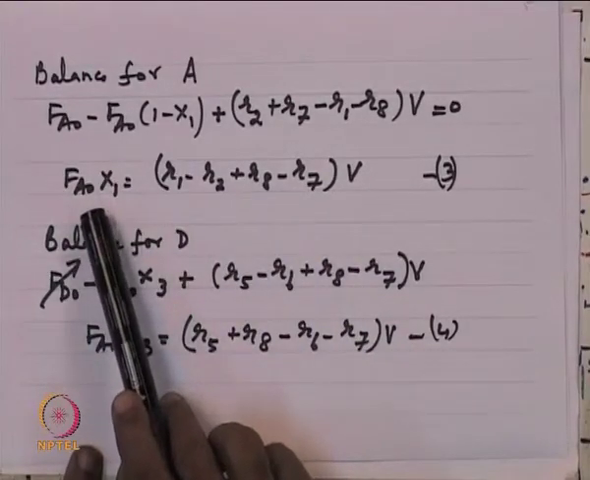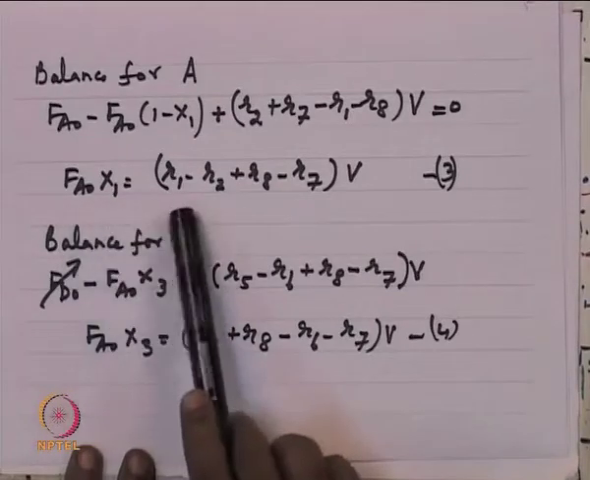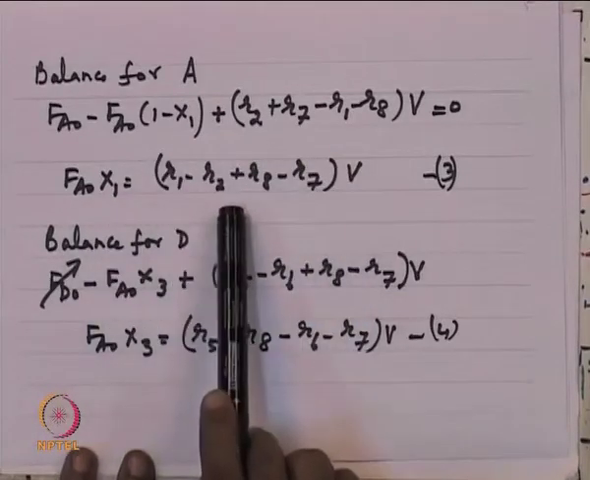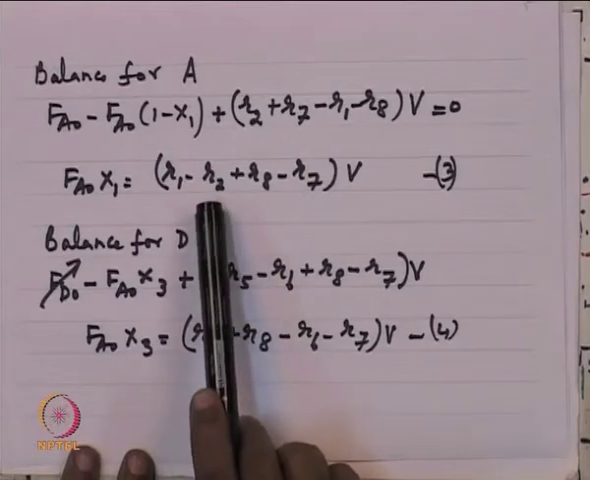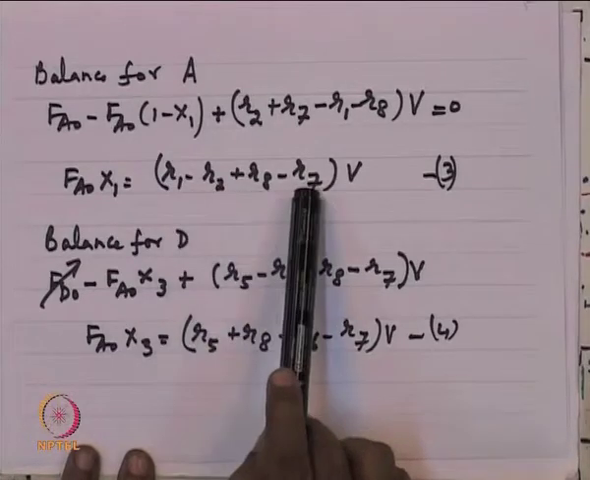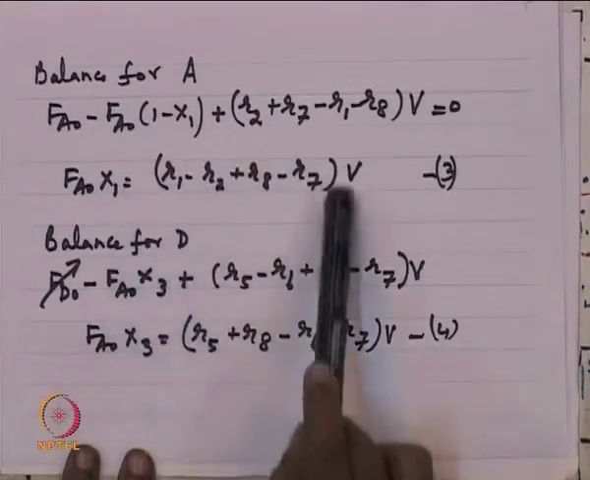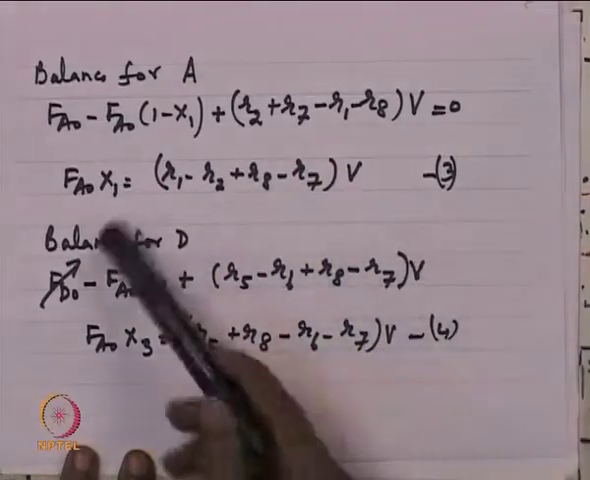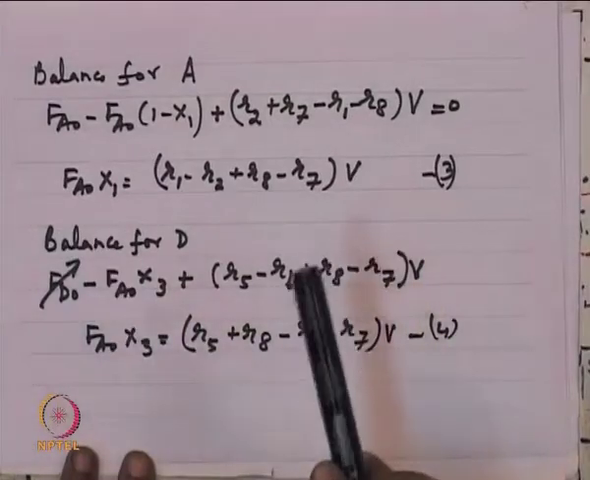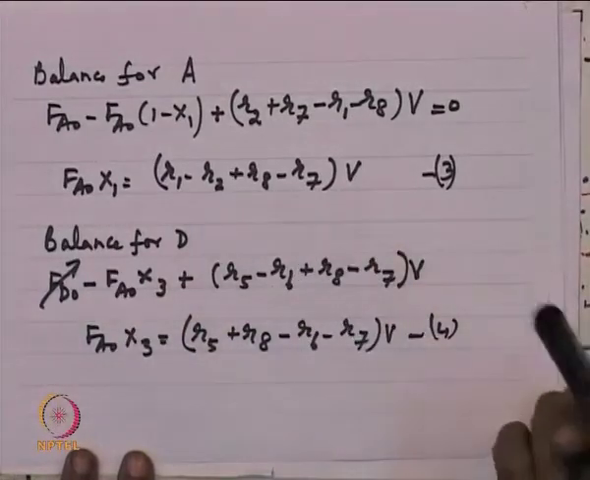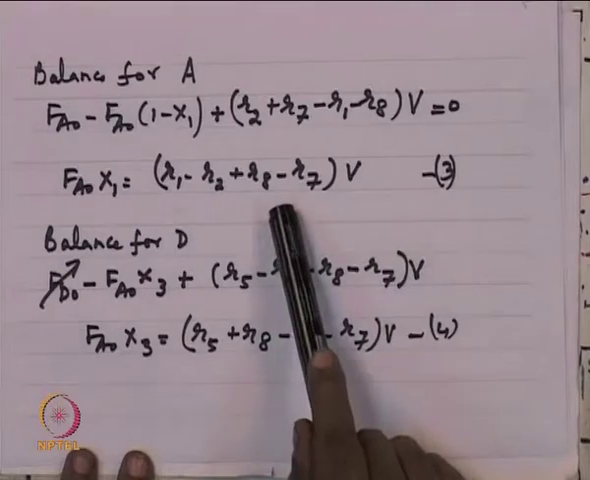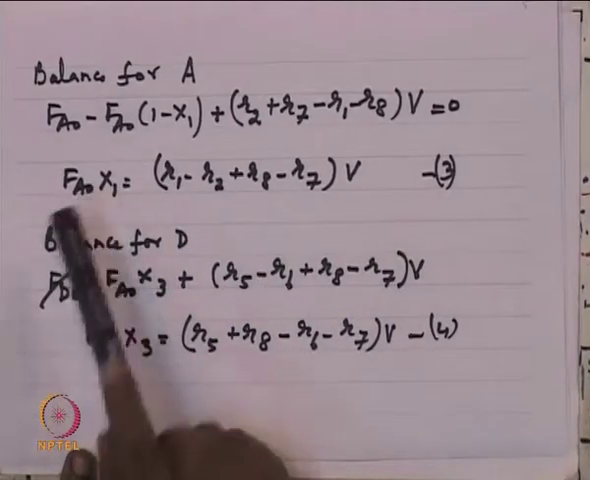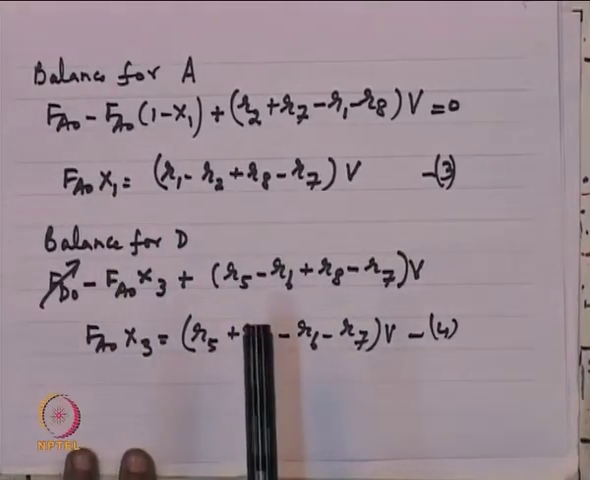So, this is the advantage of the formulation, that even though you do not know the right hand side, because these numbers R1, R2, R8, R7 may be very large, the totality of it may not be very large, that is why we are able to measure it. So, essentially what we have done is that since our numbers are very large, we are able to replace them in our equation by numbers that we can measure. That is the advantage of writing the material balance.